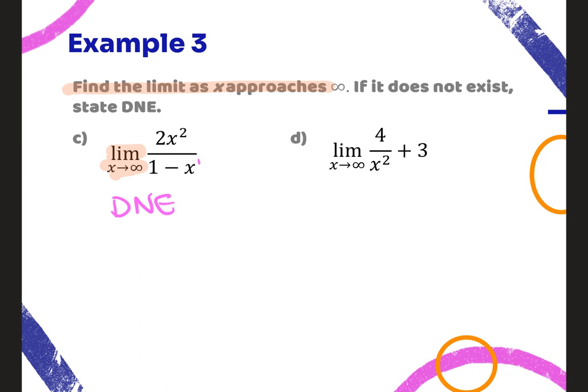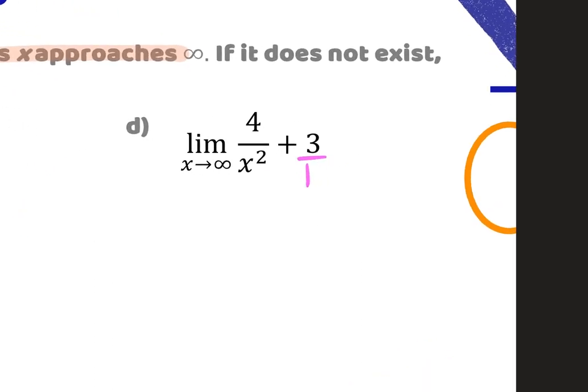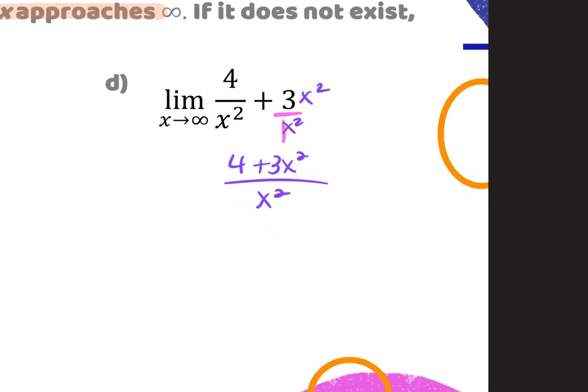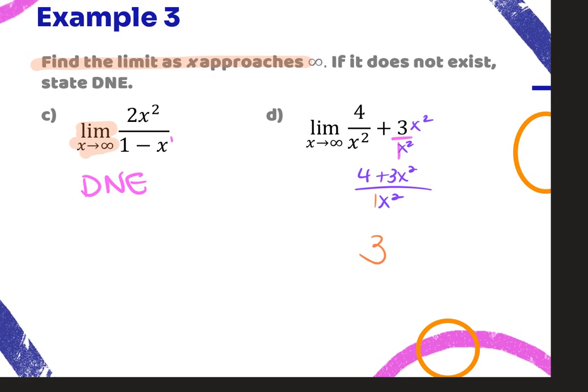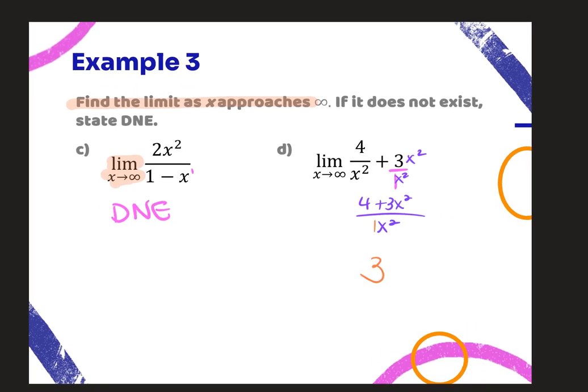All right, D, those are separate terms. So before I can figure out what the exponent relationship is, we're going to make these the same term. We're going to give them a like denominator. In this case, it would just be x squared. And I'd get 4 plus 3x squared over x squared. Now, what's the relationship of my exponents? They're the same, so the leading coefficients would be? 3 over 1, which is 3. Good.